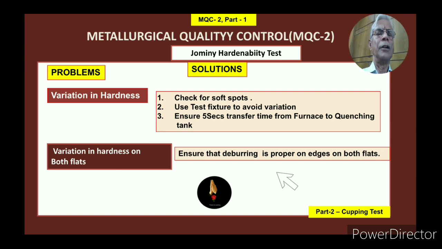So I think I have explained in detail about this Jominy hardenability test, and hope you would like this also as you have liked my earlier videos. I have been getting very good response. The Hindi version of this has given a very good response, and I expect the same type of response in my English version also. This I am generally making for those persons who do not understand Hindi, whether in written or in speaking. So that is the reason I have selected this English version. Now the next version will be coming, part 2 on cupping test. You must watch for this also.